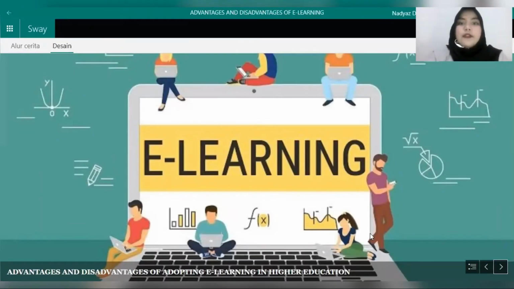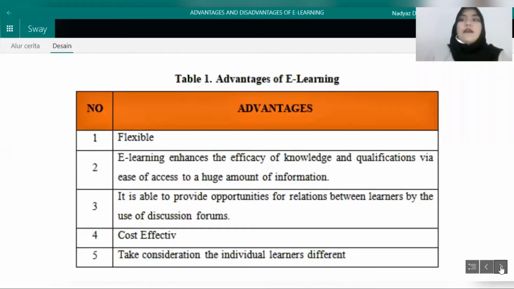We move to the third material. In this material, I'm going to talk about advantages and disadvantages of adopting e-learning in higher education. Some of the advantages of the adoption of e-learning in education include the following. Firstly, flexibility. It is flexible when issues of time and place are taken into consideration. Every student has the luxury of choosing the place and time that suits him or her.